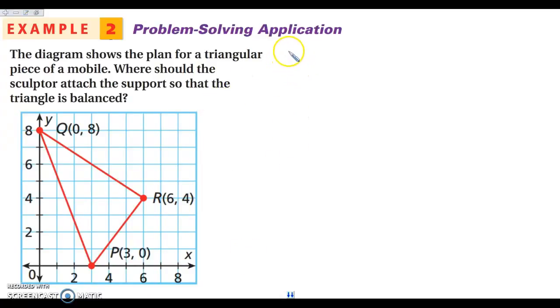So if I find the midpoint of QR, remember that our midpoint formula is that we are adding our x's and dividing by 2. So 0 plus 6 divided by 2. Adding our y's and dividing by 2. So 8 plus 4 divided by 2. So this midpoint here is going to be 6 over 2, which is 3. 8 plus 4 is 12 over 2, which is 6. So 3, 6 is right here.